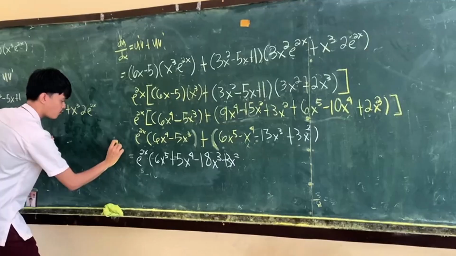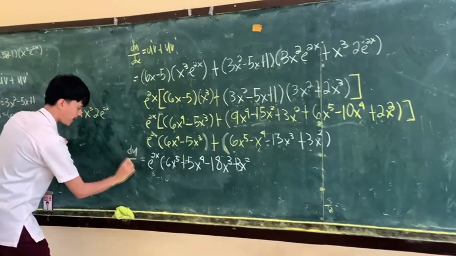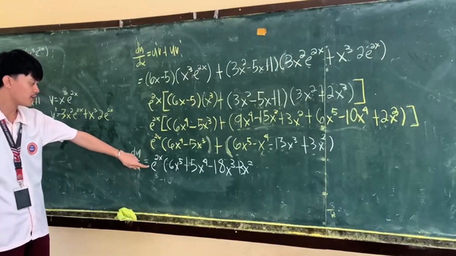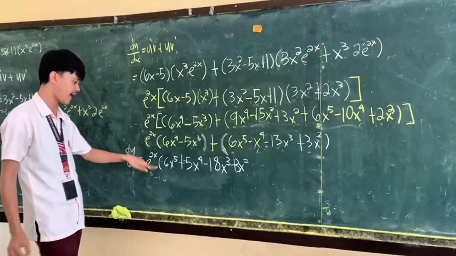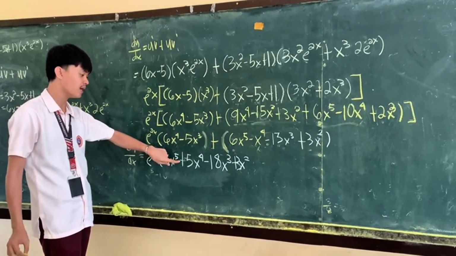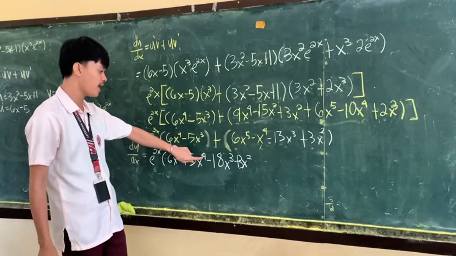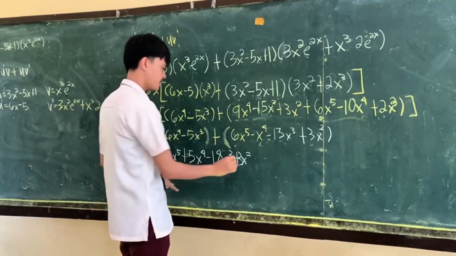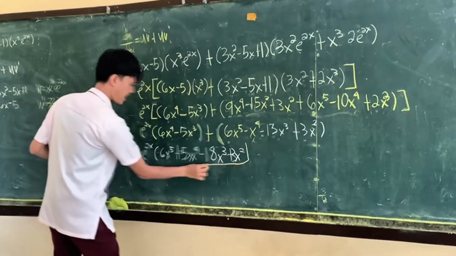So the derivative of y with respect to x is equal to e raised to the power of 2x times 6x raised to the power of 5 plus 5x raised to the power of 4 minus 18x cubed plus 3x squared. So this is our final answer.